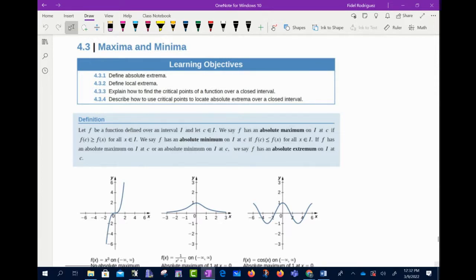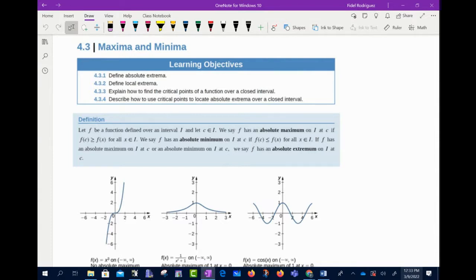All right. So 4.3 is something that we call maxima and minima. So these are basically highs and lows, right? Maximums and minimums. Okay. So we're going to talk a little bit about absolute extrema, local extrema, how to find critical points of a function over a closed interval, and then how to use critical points to locate absolute extrema over a closed interval.